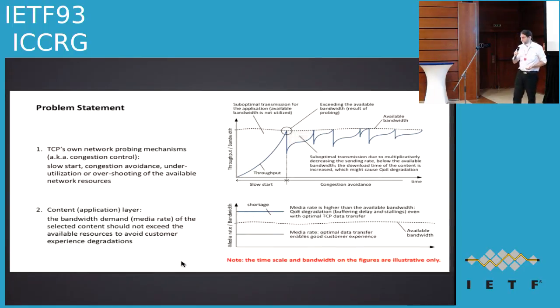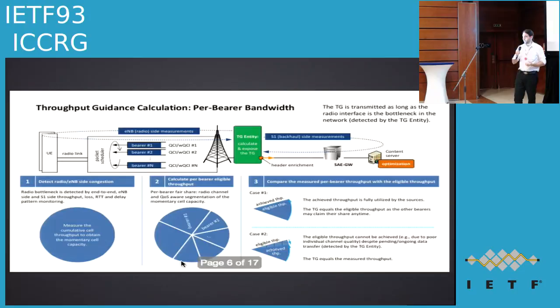So how is the throughput guidance calculated? How do we know at the network side what is available for a given flow, or what is the granularity of bandwidth allocation anyway? Some brief background. I'm coming from Nokia, so we know exactly what we do in our base stations on the radio side.